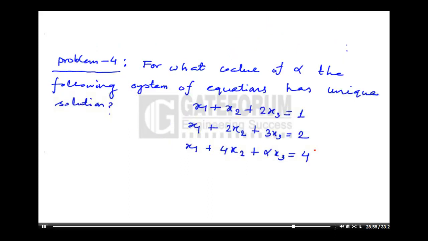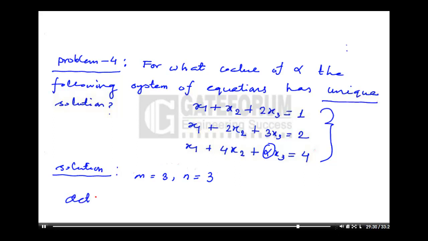Consider problem 4. The value of alpha is unknown. This is the system of linear equations, and it is asked for what value of alpha the system of equations has a unique solution. In this case, the number of equations is equal to 3 and the number of unknowns is equal to 3. Hence, from subcase 1 of case 1 that we have discussed before, the system will have a unique solution. That means determinant of A is not equal to 0, that is A is non-singular. In that case we have seen before that the system will have a unique solution.